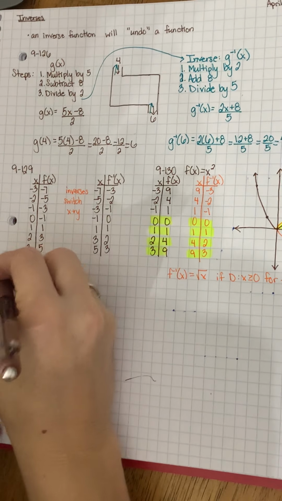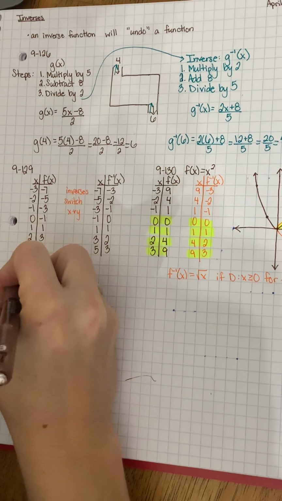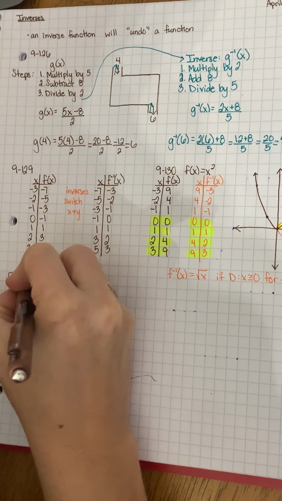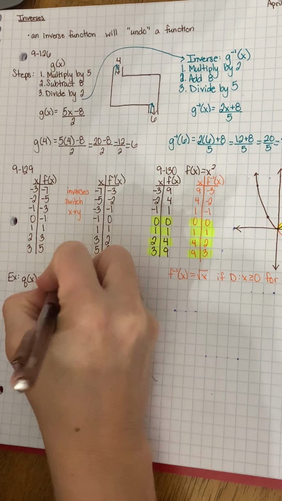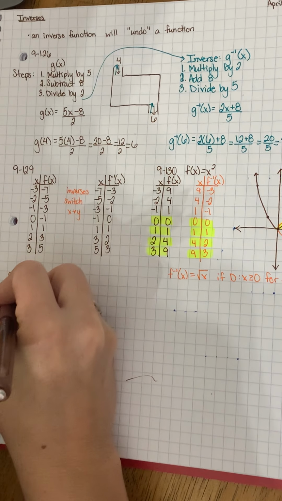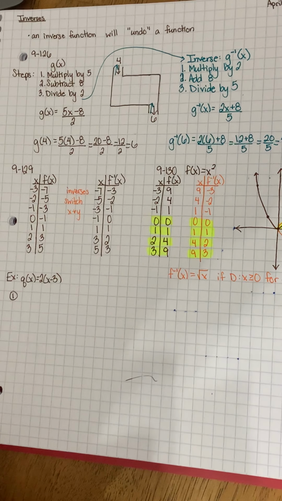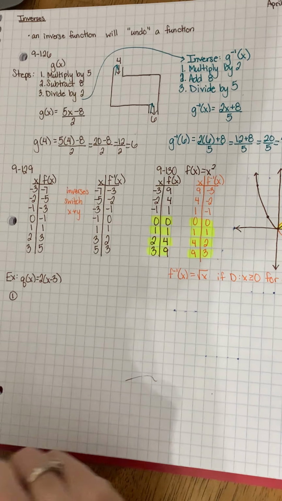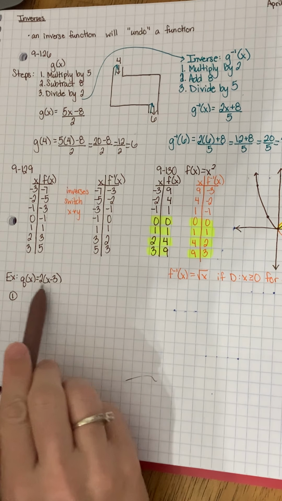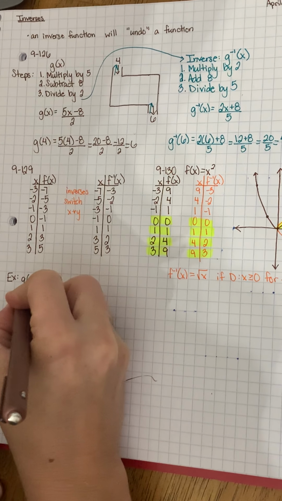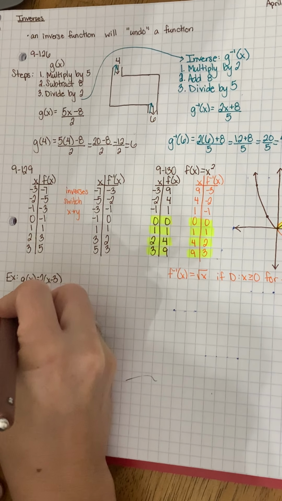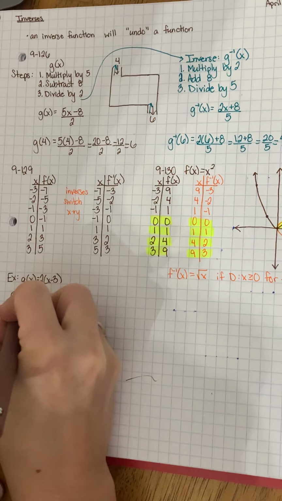Okay, so let's see. Let's say q of x is equal to 2 parentheses x minus 3. So our steps here, the way the steps work, it's basically if you took a number, for example, 10, and plugged it in and you didn't have a calculator, what would you do? Your order of operations. So the first thing you would do is subtract 3. And whatever you got from there, you would multiply by 2.